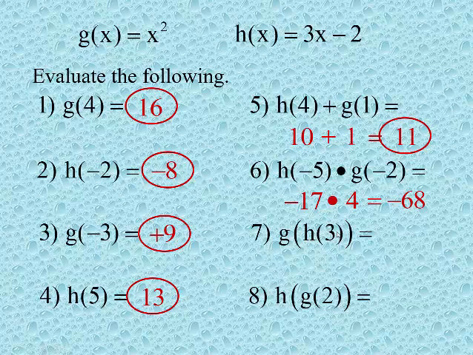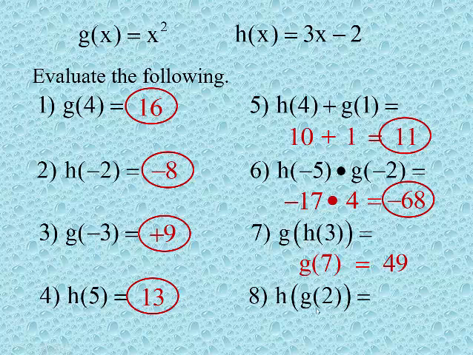All right, h of 3. This is weird. This is g of h of 3. We'll figure out what's inside here. What's h of 3? 3 times 3 is 9, minus 2 gets me 7. So I found out what the inside part is. Now g of 7, well, what's 7 squared? 7 squared is 49.